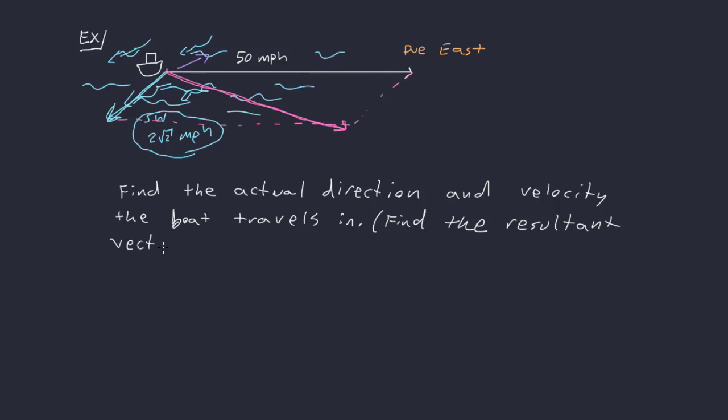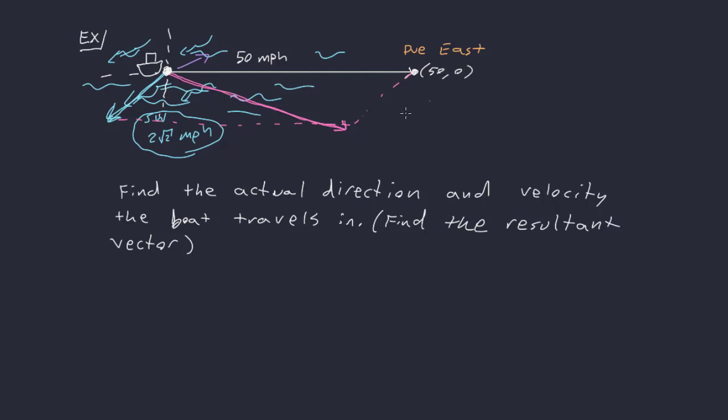Okay, so we need to start by finding the two vectors we already have. Well, hopefully this one isn't too difficult to figure out, because if we put the boat right on the origin, 0, 0, this is going to be a vector that goes from the origin to the point 50, 0.